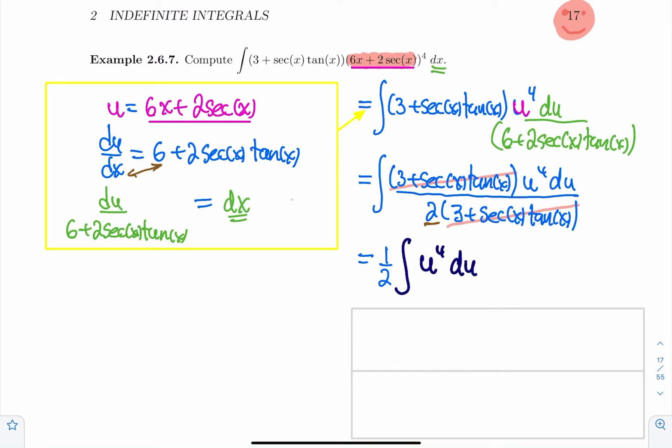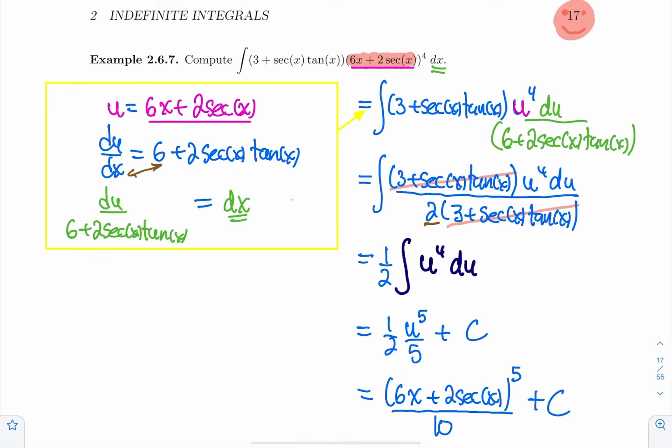Now this is a basic power rule. The indefinite integral of u to the 4 is u to the 5 over 5 plus c. So you get 1/2 times u to the 5 over 5 plus c. If you simplify, 2 times 5 is 10, and u is replaced by its original function, so you get (6x + 2 sec x) to the power 5 over 10 plus c. That's my final answer.